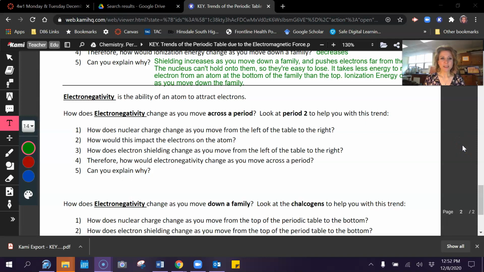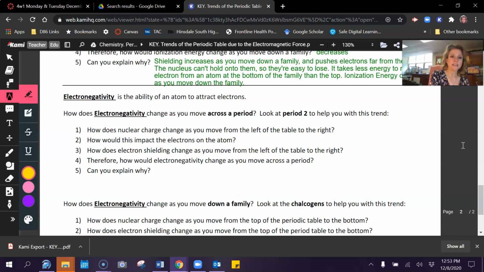Hello, chemistry students. We are back and let's finish up this key talking about electronegativity. So the definition for electronegativity is here at the top, and that definition is that it is the ability of an atom to attract electrons.